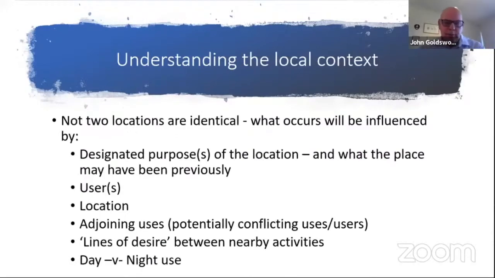I introduced this concept a little earlier, but it's vital that we actually understand the local context, because no two locations are identical. Even facilities of identical design, for example, what occurs around them or to the users within them will be influenced by a number of things. And they can include things such as the designated purpose or purposes of the location. The location may have a number of purposes.